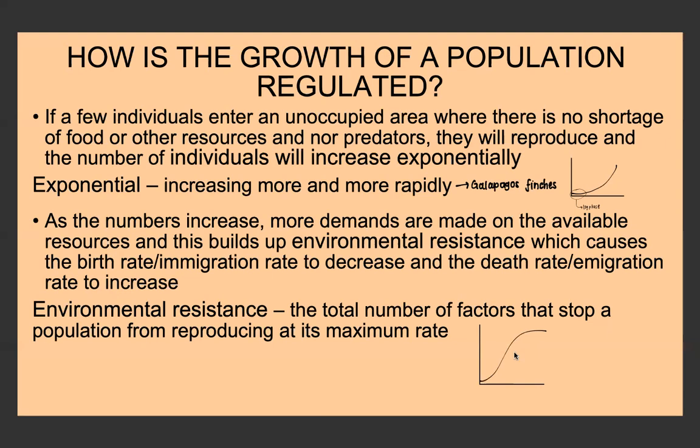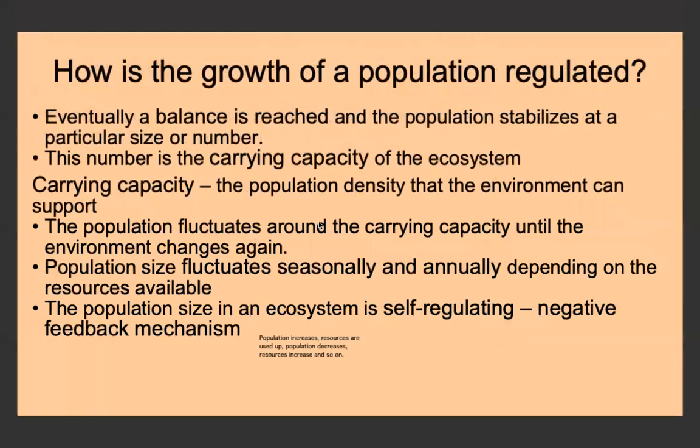If this on the y-axis is the number of organisms, and this on the x-axis is time, you start off increasing exponentially as the resources are freely available and reproduction can occur freely. Then environmental resistance comes into play and slows it down. And we see here we reach a stable phase, which we call carrying capacity. Eventually a balance is reached and the population stabilizes at a particular size or number. This number is the carrying capacity of the ecosystem.